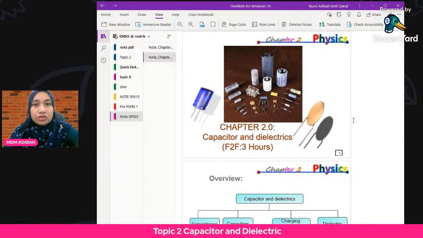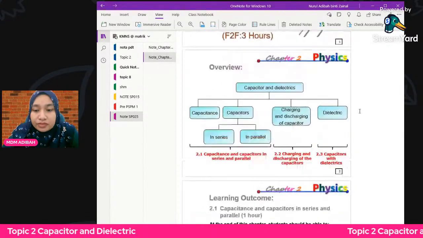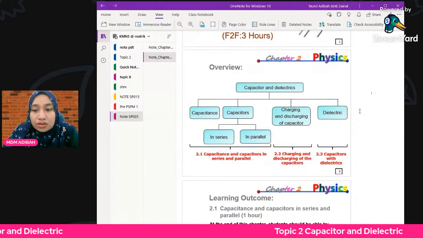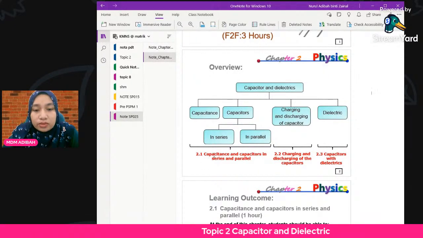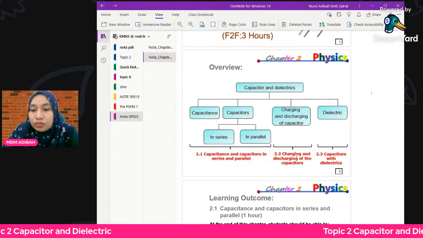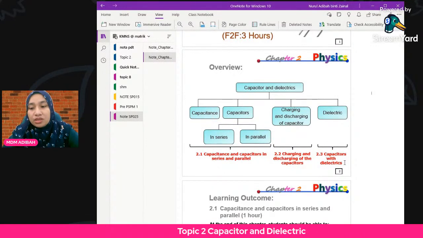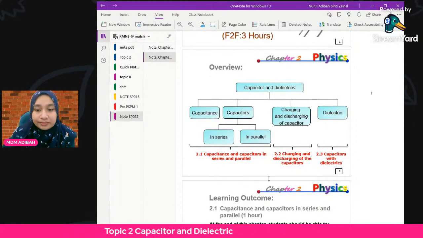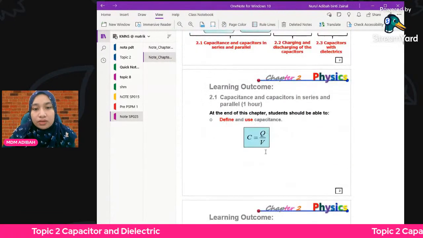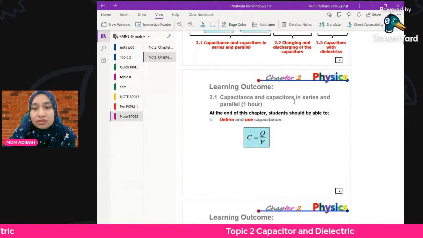I'm going to continue topic 2, capacitor and dielectric. For this topic, you have three subtopics: 2.1, capacitance and capacitors in series and parallel; 2.2, charging and discharging of the capacitors; and 2.3, capacitors with dielectric. Okay, 2.1, capacitance and capacitor in series and parallel.